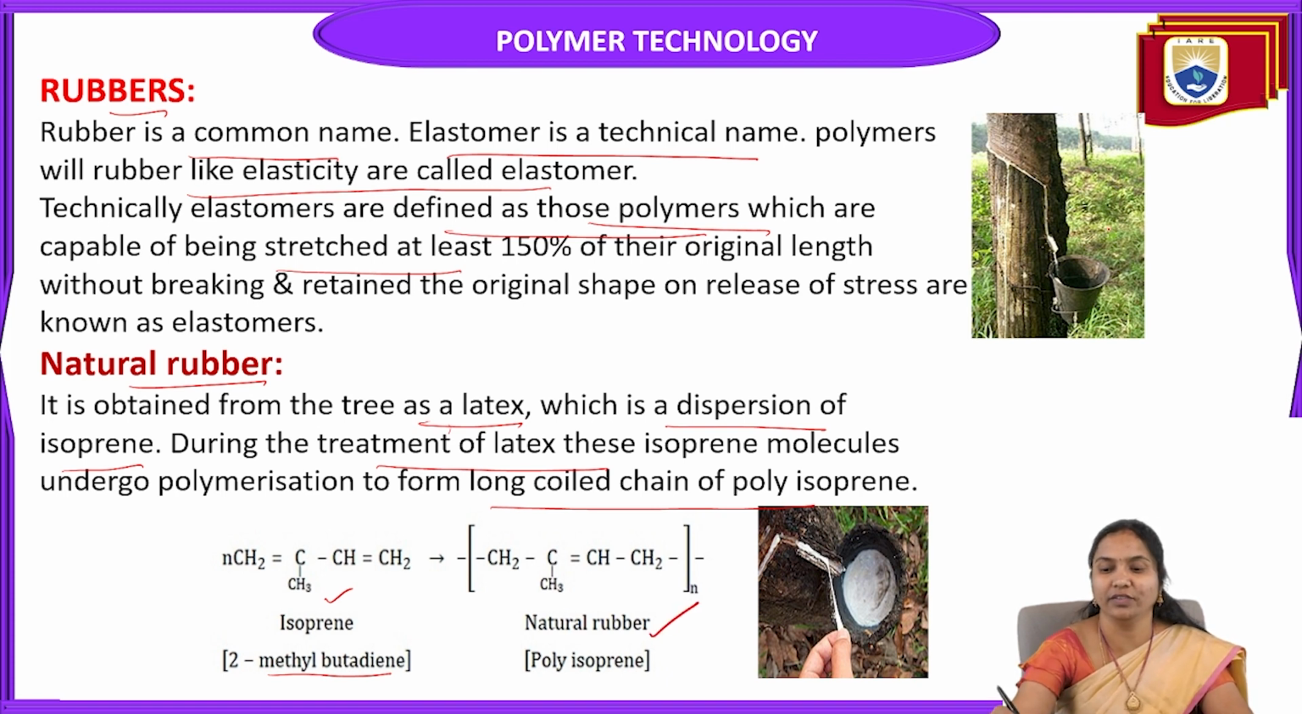Here in this image we observe that we are collecting natural rubber from this tree, for example Hevea brasiliensis, in the form of latex. Latex is a milky white fluid containing the basic unit isoprene, and isoprene undergoes polymerization to form polyisoprene.